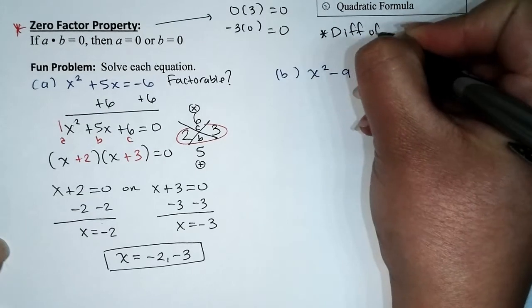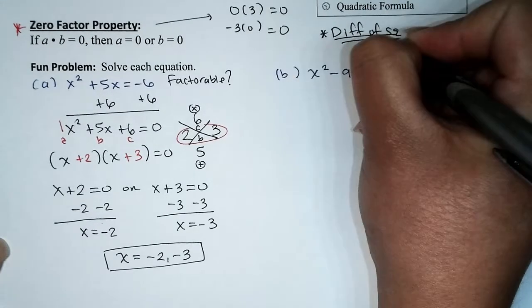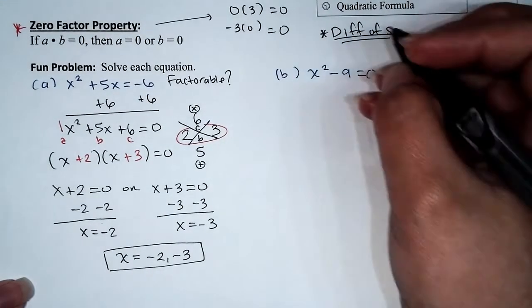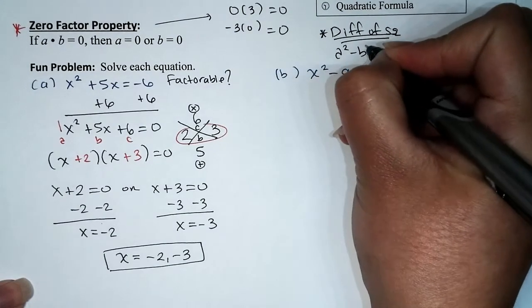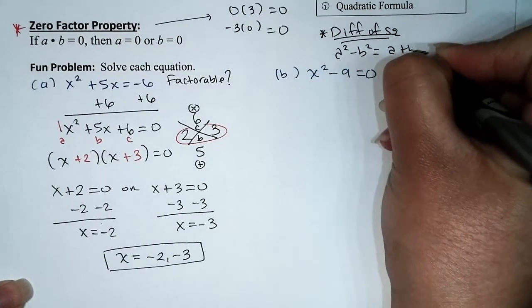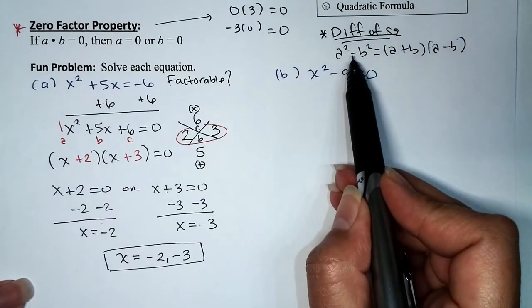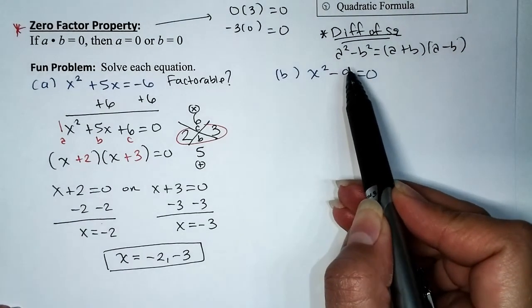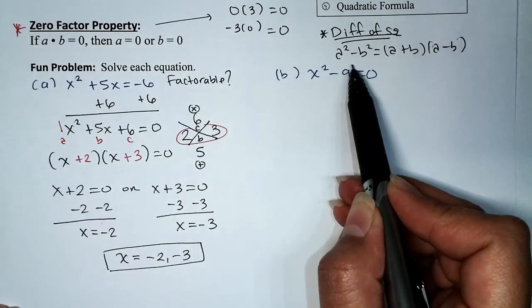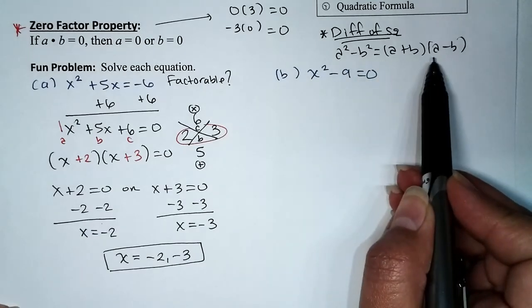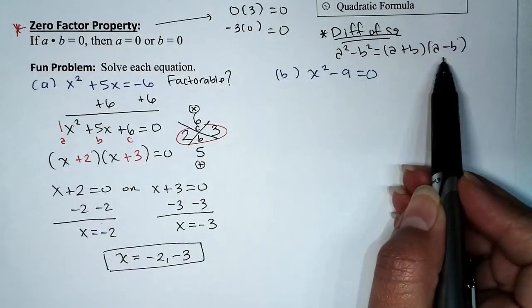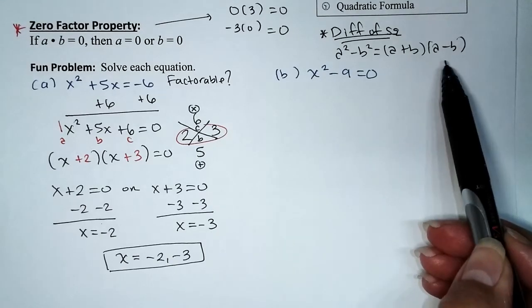Difference of squares. Okay. So the difference of squares says this. If this is your problem, then this is your answer. So we call it difference of squares because we're subtracting 2 squared terms. And if you have a difference of squares, this is what it's going to factor to: a plus b times a minus b, or a plus b times its conjugate.